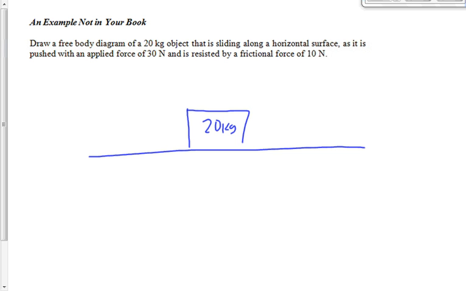Okay, forces here. It's pushed with an applied force of 30 newtons. I'm going to get one of you guys to come up and draw that. Let's say it's pushed to the right. We're not told that, but we'll assume that it's pushed to the right. Who wants to come up and draw that applied force of 30 newtons? All right. Take the red pen there. Let's draw that force of 30 newtons.